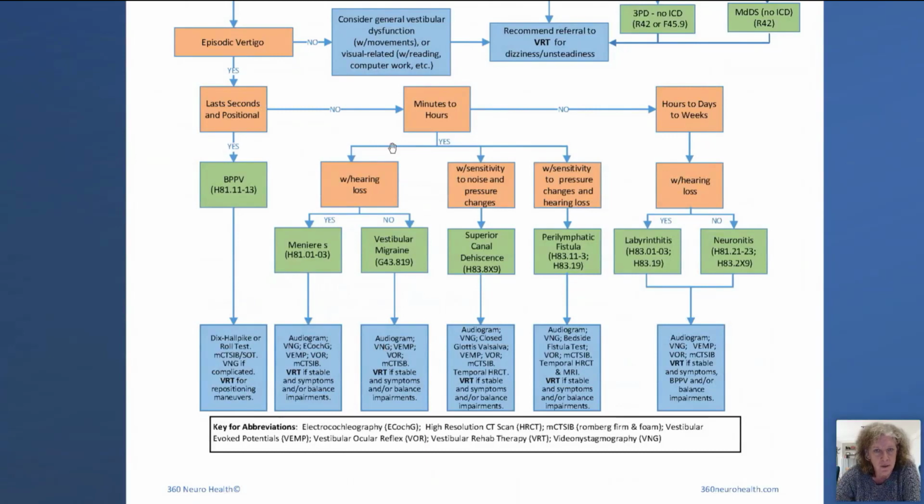So we'll go back up, and so it's minutes to hours. Yes, sensitive to noise and pressure changes. Is there a superior canal dehiscence? Again, we come back, sensitivity to pressure changes with some hearing loss, then we may be looking more at a perilymphatic fistula. For the more skilled clinician, we know that there's crossover in here. What becomes more important, again, comes back to that audiogram, because a hearing test with superior canal dehiscence is going to be different than a hearing test with perilymphatic fistula.